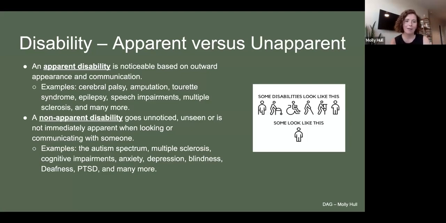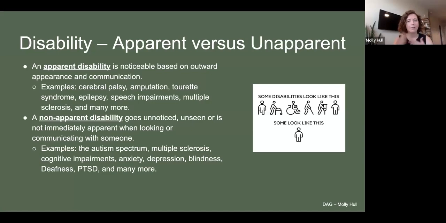So an apparent disability is noticeable based on outward appearance or even communication. So that's things like cerebral palsy, amputation, Tourette syndrome, epilepsy, speech impairments, multiple sclerosis, and much more. A non-apparent disability goes unnoticed or is unseen and is not immediately apparent when looking or communicating with someone. So that's someone who may be on the autism spectrum, who might have multiple sclerosis, cognitive impairments, anxiety, depression, blindness, deafness, PTSD, and many, many more.